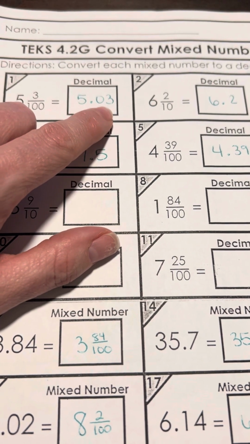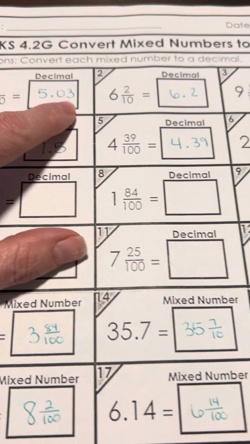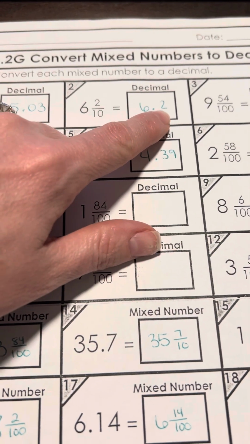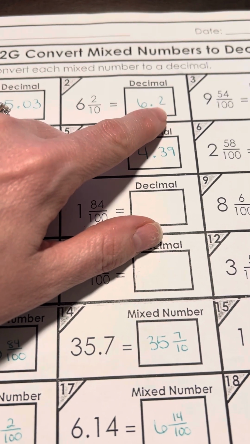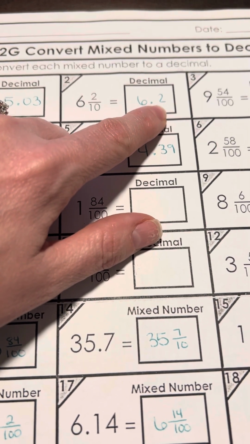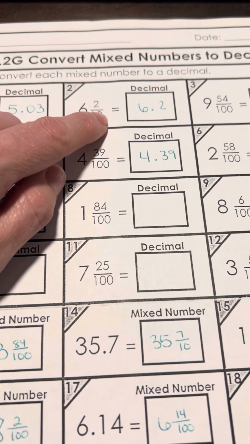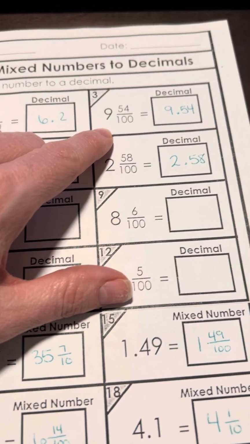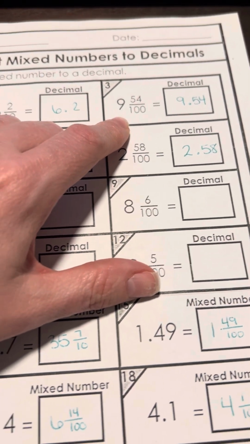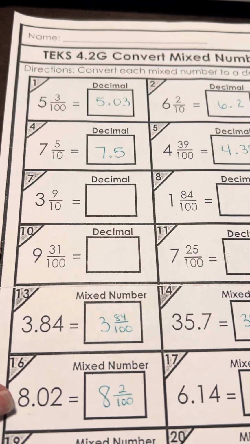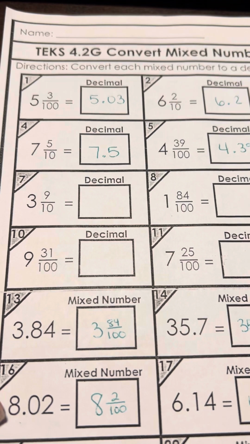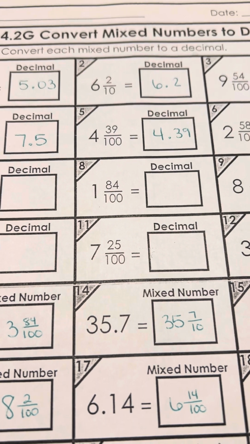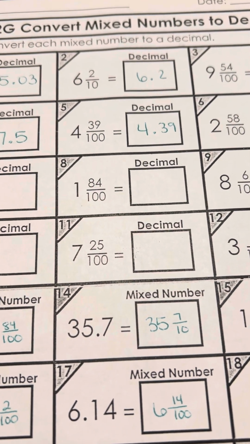So 5.03, 5 3/100ths. Number 2, 6 2/10ths, 6.2. Remember, tenths is 1 place after the decimal. 6 is your whole number, 2/10ths is your fraction. Number 3, 9 54/100ths, 9 decimal point 54. Number 4, 7 5/10ths, 7 decimal point 5. 4 39/100ths, 4 decimal point 39.